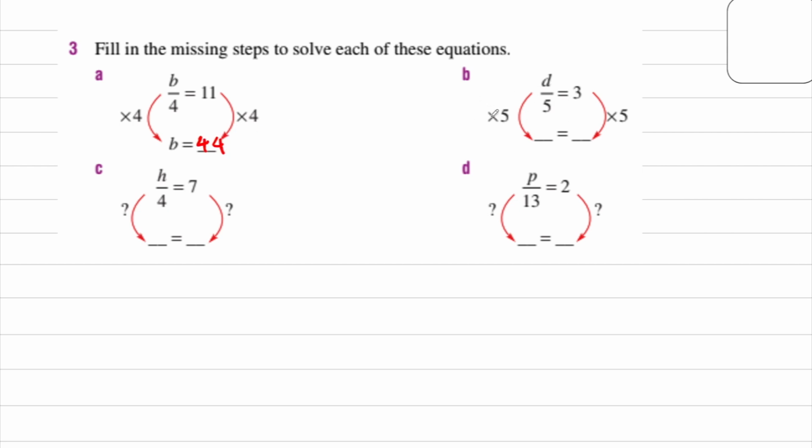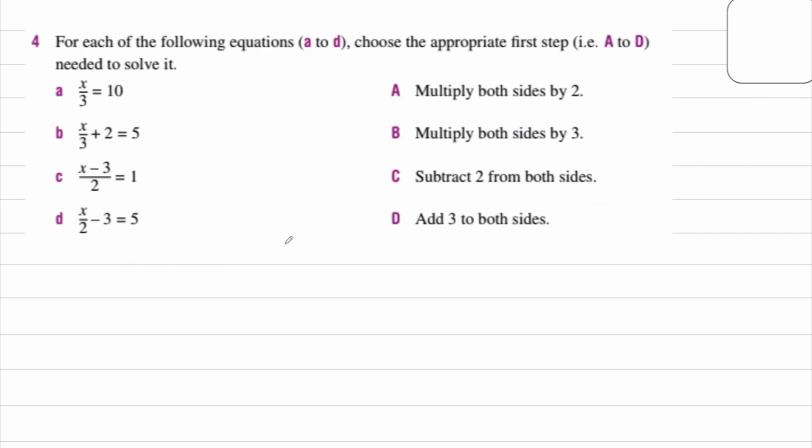D over 5 multiply 5 becomes D. 3 multiply 5 becomes 15. 8 over 4 multiply 4. 7 multiply 4, here is 8, this is 28. Multiply 13, of course, multiply 13, here is P, here is 26, here is 26. Okay. Question 4, match each of the following equations to the appropriate first step.